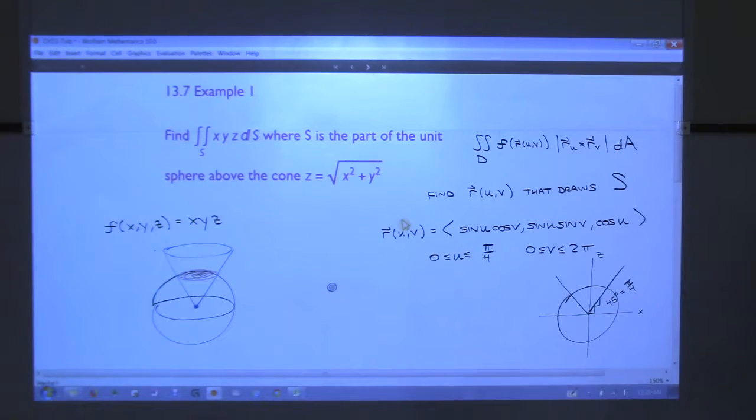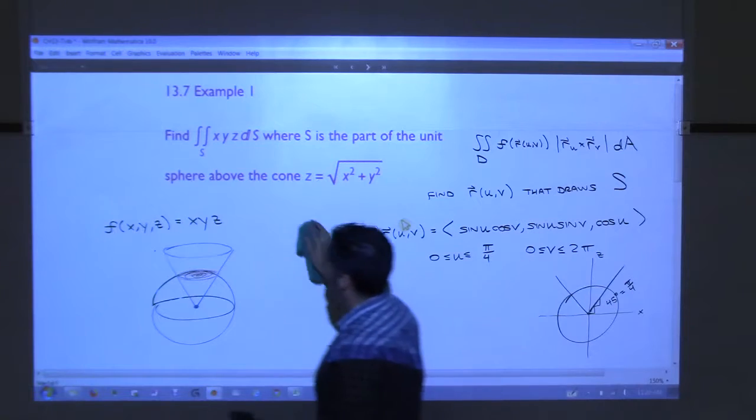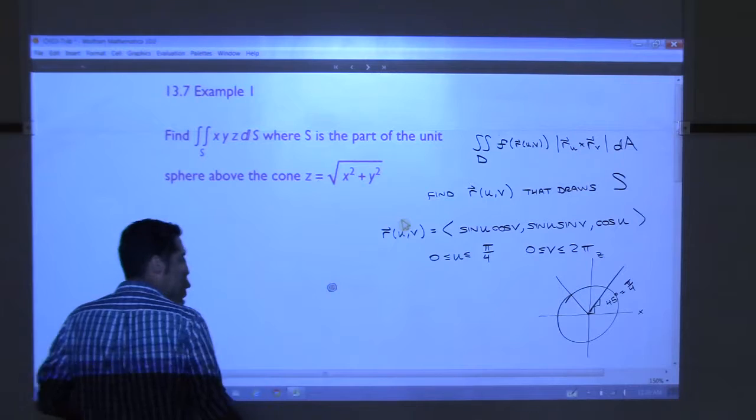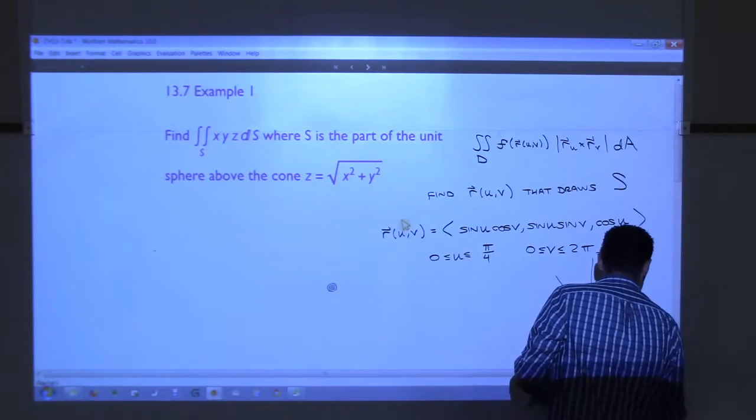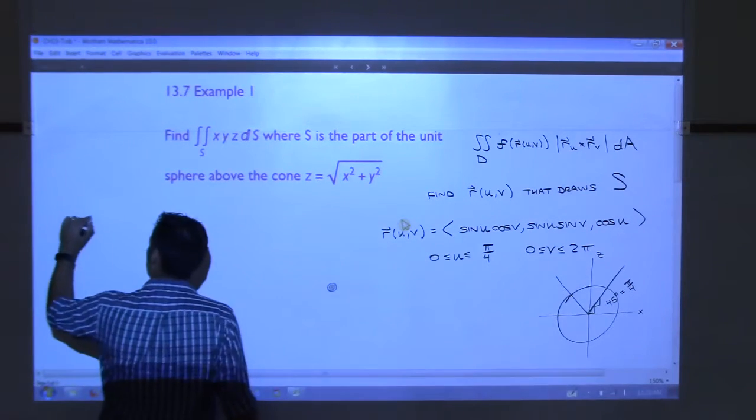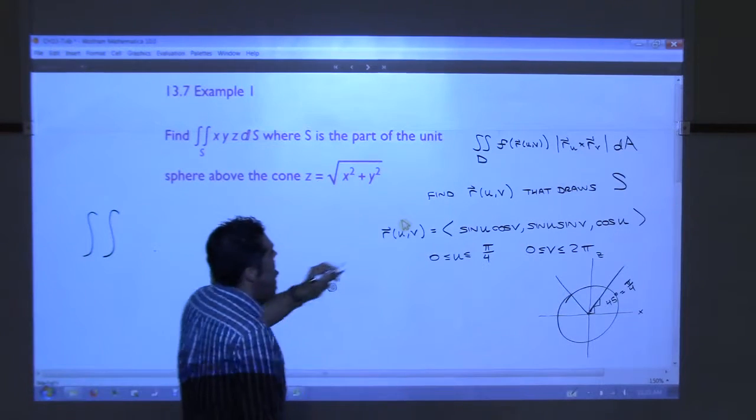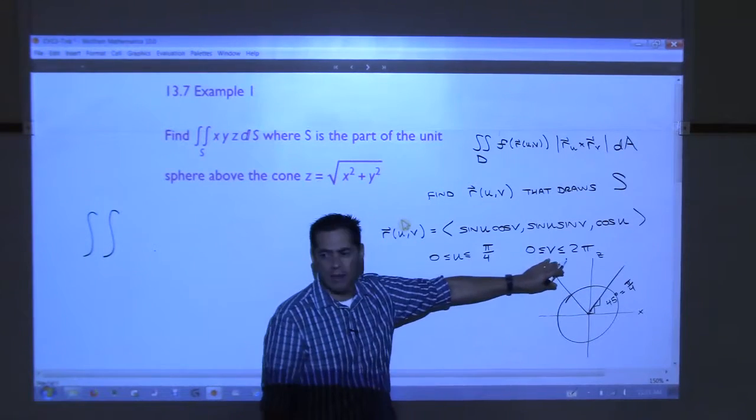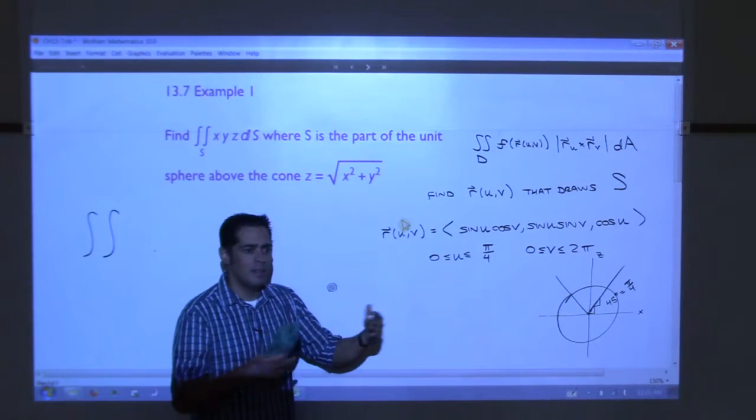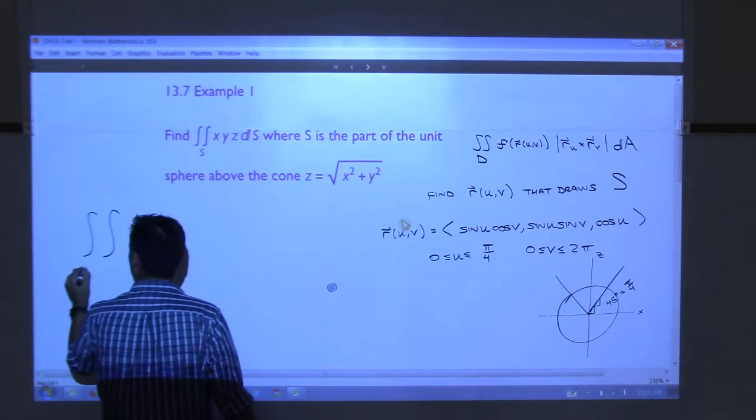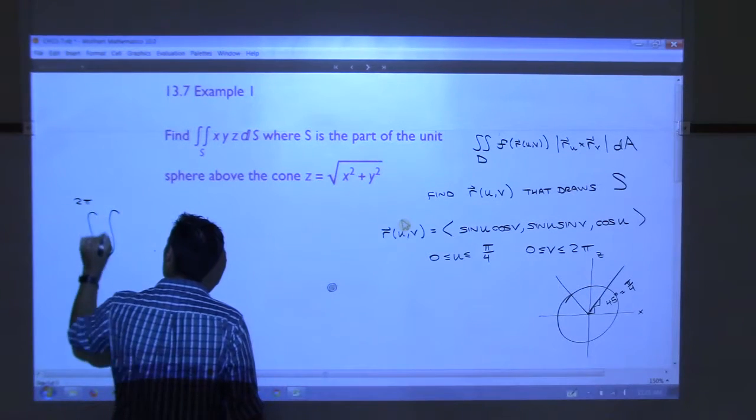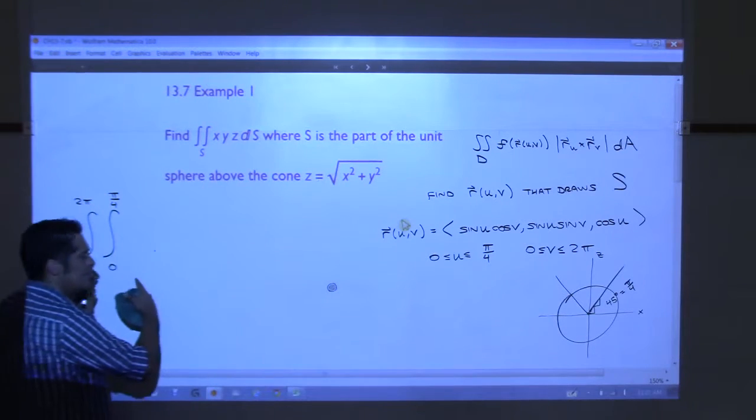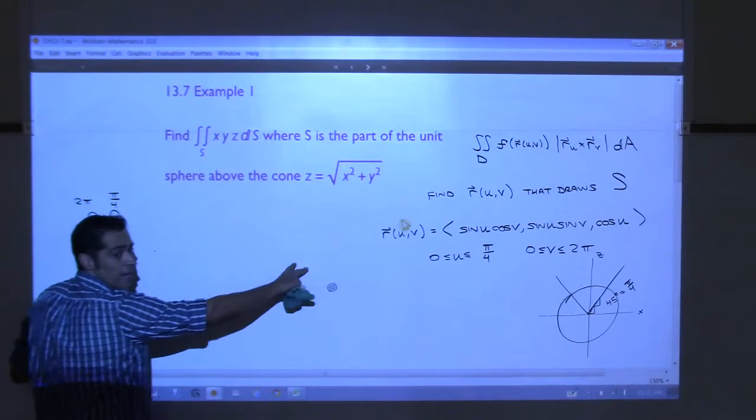Okay, let's see if we can do this. Let's start plugging some things we know into our double integral. Do we know our domain restrictions? Yes, they are these two, and they're both constants, so it doesn't matter which order I go in. So let's go 0 to 2 pi on the outside, and then 0 to pi over 4 on the inside. That forces my order of integration now.